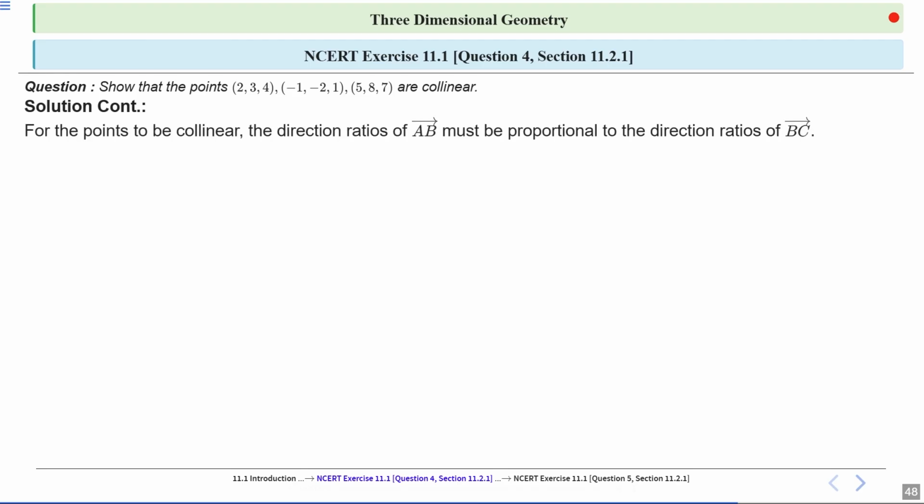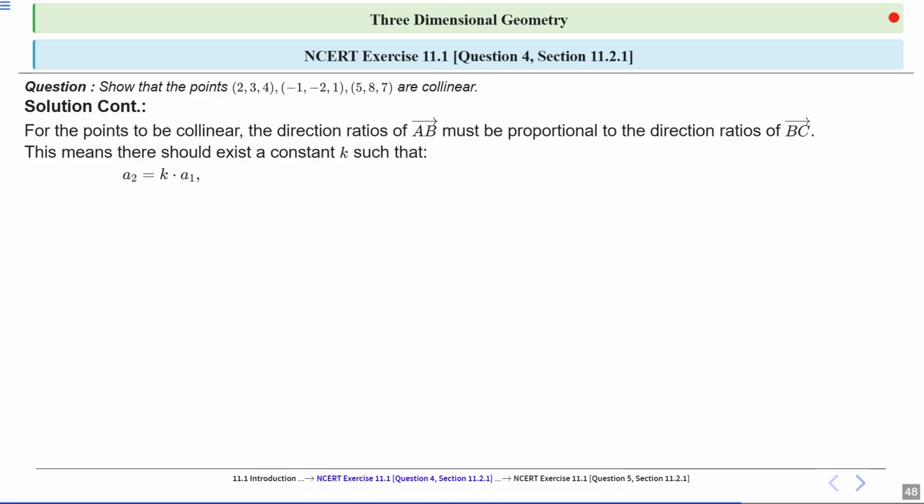To check for collinearity, we first look at the direction ratios of the vectors formed by these points. Specifically, we need to see if the direction ratios of vector AB are proportional to the direction ratios of vector BC. This means we are looking for a constant k such that the direction ratios of BC are equal to k times the direction ratios of AB. In other words, each component of BC should be k times the corresponding component of AB.